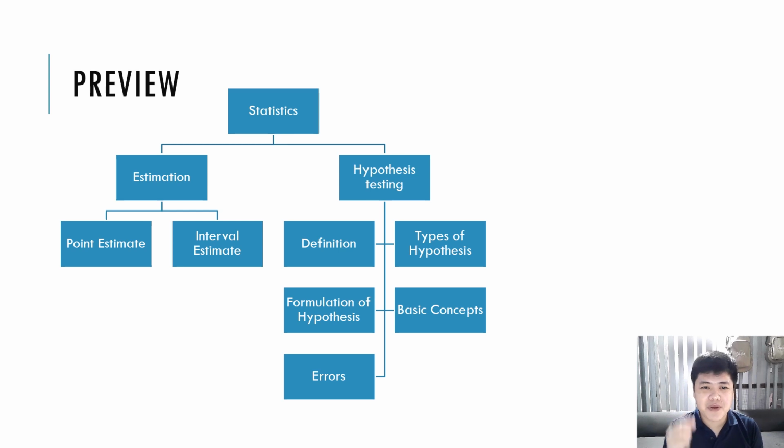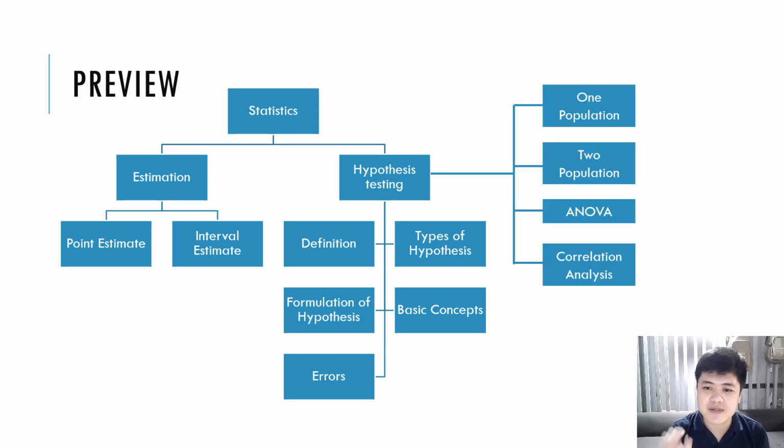Let's have a preview. We've done lectures 2 and 3, the estimation and the hypothesis testing. So for hypothesis testing, we'll talk about this one for lecture number 4, hypothesis test on one population. And then for lecture 5, two populations. 6, we're talking about ANOVA. And for the final, we're going to talk about correlation analysis.